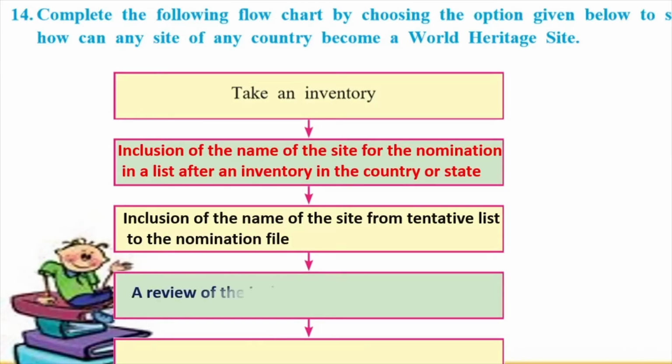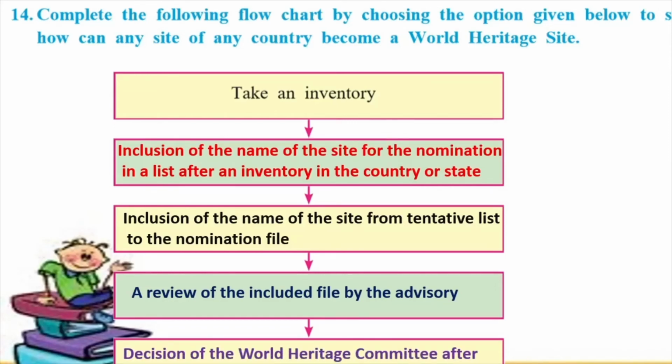Okay. Then you move on and you do the review is done by the 2 advisory committees. We saw that there is not 1 but 2 advisory committees which do a review of whether this place can really become a natural or World Heritage Site. Okay. After both these advisory bodies, that is the International Council on Monuments and Sites and the World Conservation Union, make their recommendations, the final step is decision of the World Heritage Committee after review of the nominated file. Okay. So children, this brings us to the end of this lesson.